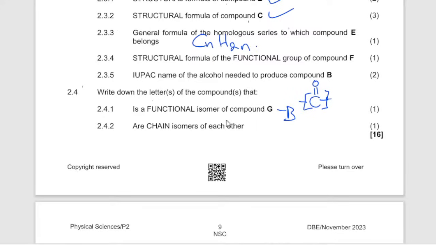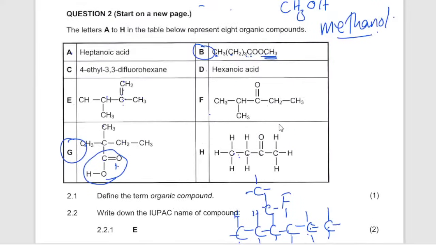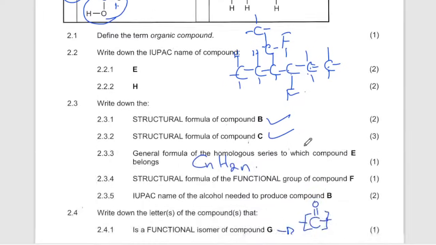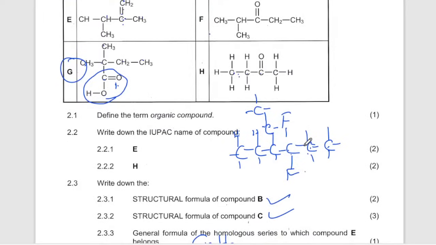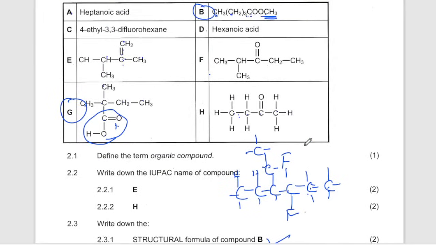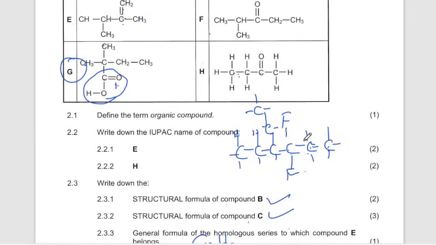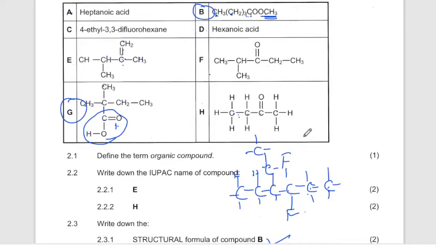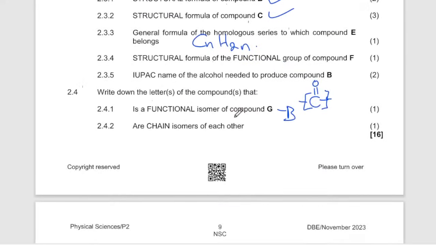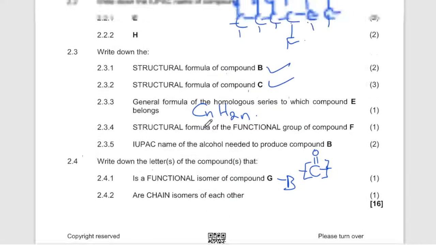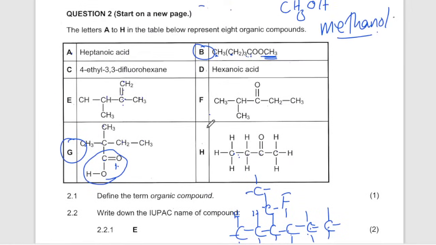A chain isomer for each other. Chain isomer. Let me check here. Functional isomer of G. Yes. Okay. We got it. Then they're saying the chain isomer of each other. Chain isomer.